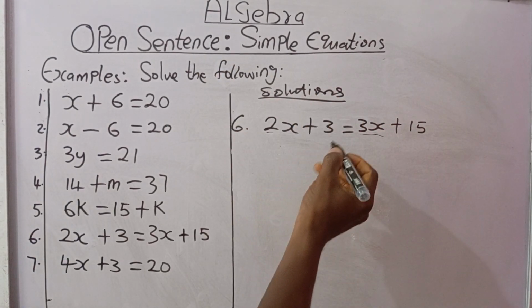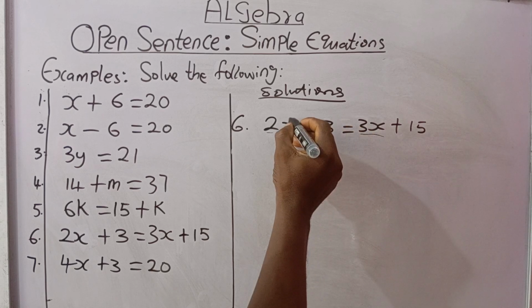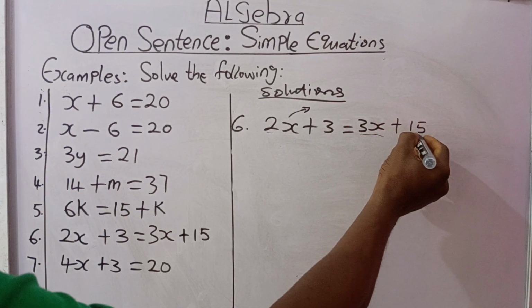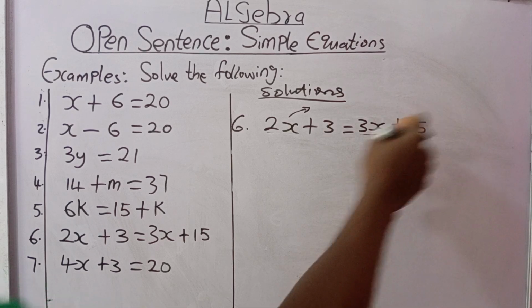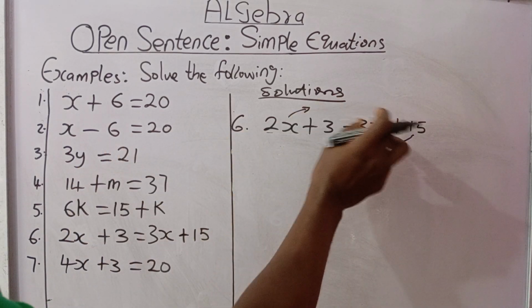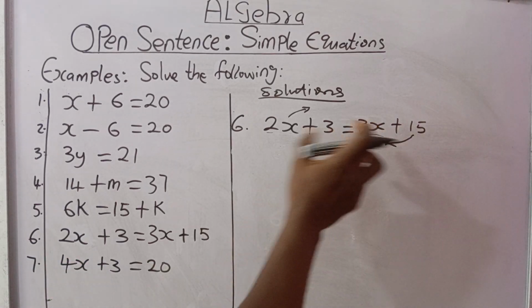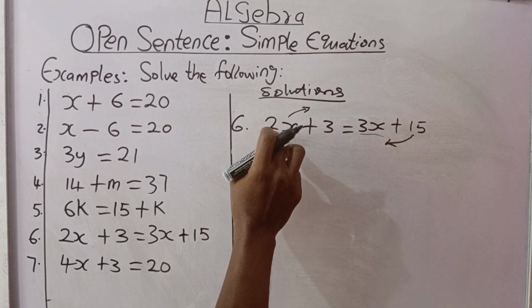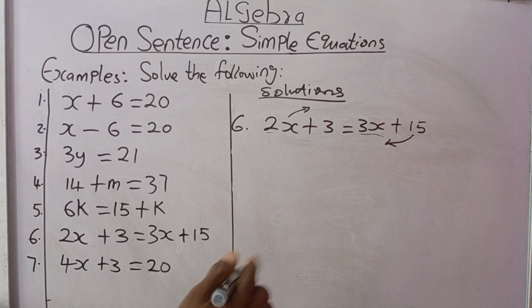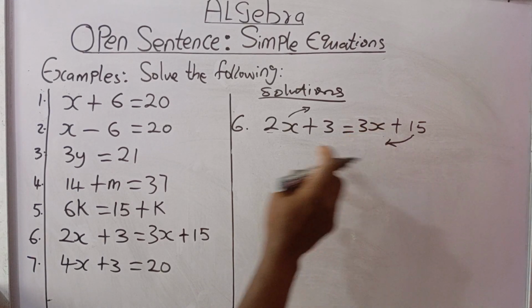All right, so let's now take 2x to the other side and bring 15 to this other side, so that 15 and 3 will be this side, then 2x and 3x will be at the same side. The reason why I'm doing it this way is because this one is bigger than this one. I want to take it to this side so that it will not be much difficult for you to do the calculation. Now look at what I'm going to do.